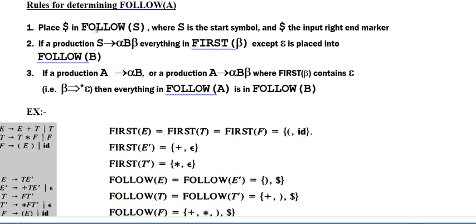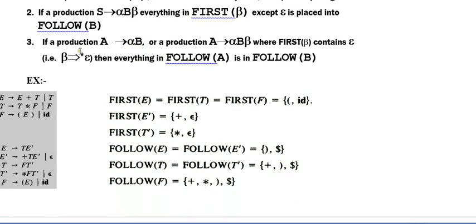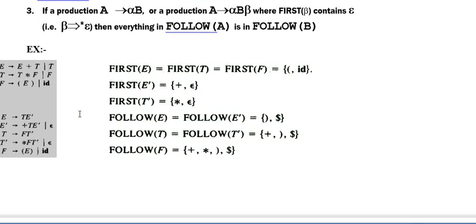Place a dollar symbol in Follow. There is always a default dollar symbol in Follow. If you have nothing, you have a dollar symbol. Okay, this is the first rule. Now the second rule: if a production is A tends to αBβ, then what would be the first of β? Then it is placed into the follow of B, except epsilon. We will get this point in the example. And if A tends to αB, then the follow of A is also in the follow of B.